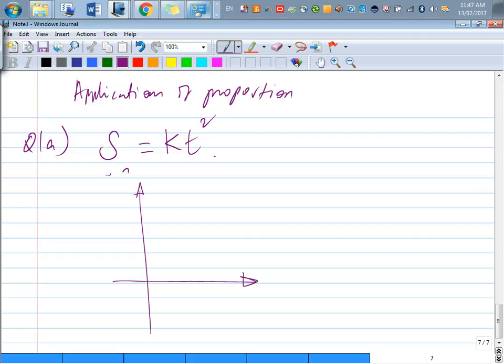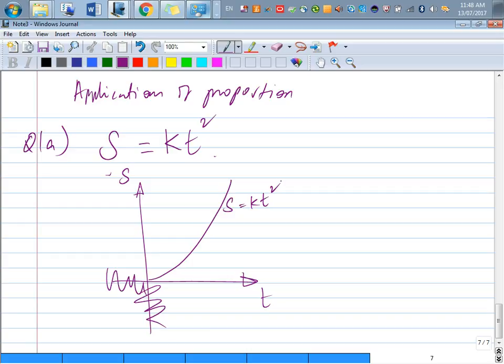Okay, so S and t. Can time be negative? No, so we don't have anything here. Can the distance traveled be negative? No, so nothing here. Are you talking about displacement? But they say distance here, not displacement. So, kt squared, we are going to get a parabola opening upwards. So it looks like this. And label it as S equals kt squared.